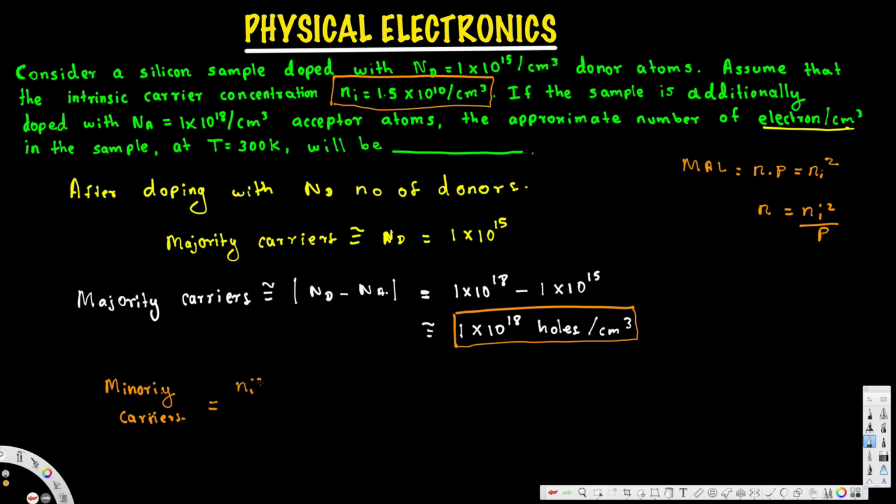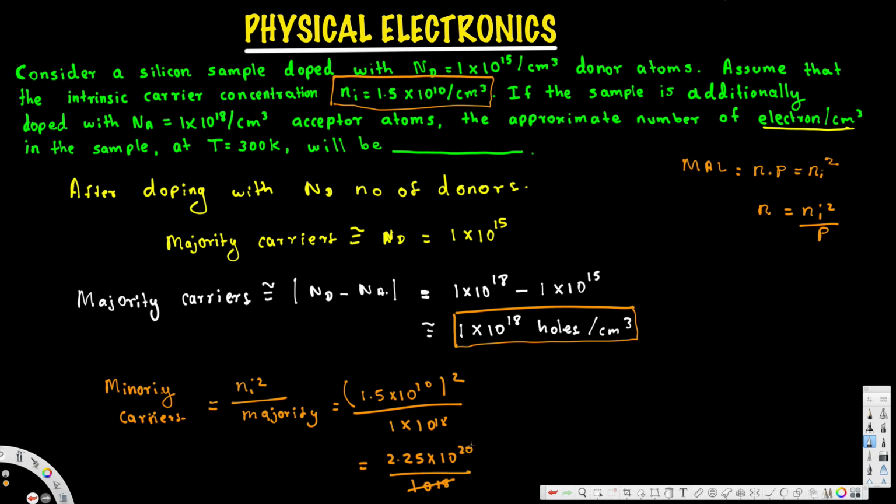So ni squared, instead of writing holes, we can write majority, because we know that the majority is the holes. So n is 1.5 × 10^10 squared divided by the majority, that's 1 × 10^18. If you square this, you're going to get 2.25 × 10^20 divided by 10^18. This cancels, we will get 10^2, and if you multiply 2.25 times 10^2, you are going to get 225 electrons per cm³.